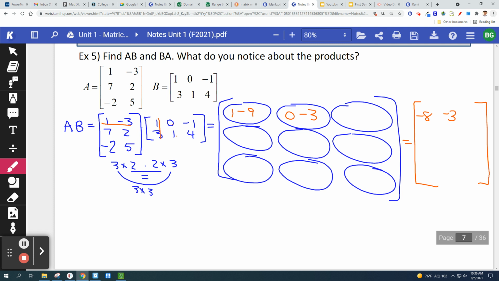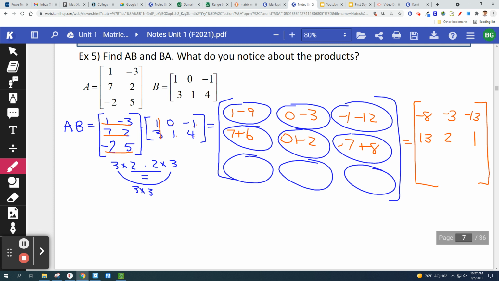And then I keep going. I do my 1 times -1 is -1, and my -3 times 4 is -12. That's going to be -13 right there in my first row, third column. Now I move down and do the second row. Second row, 7 times 1 is 7, 2 times 3 is 6, that's 13. Second row, second column, 7 times 0 is 0, 2 times 1 is 2, that's 0 plus 2 is 2. Second row, third column, 7 times -1 is -7, 2 times 4 is 8, -7 plus 8 is 1.